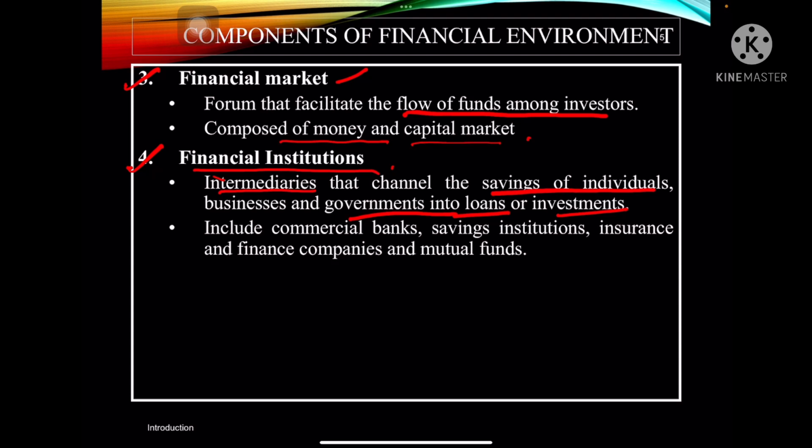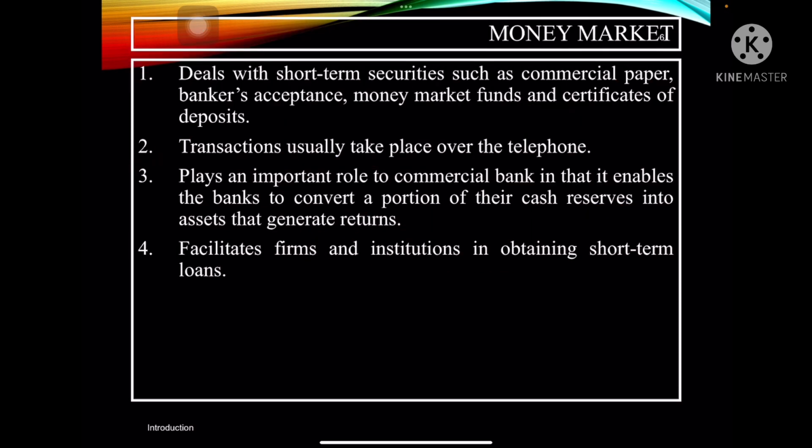Next, the financial institutions include commercial banks, just like I said just now, and savings institutions, for example EPF, as well as insurance companies, finance companies, and mutual funds. All right, so now we go into detail.